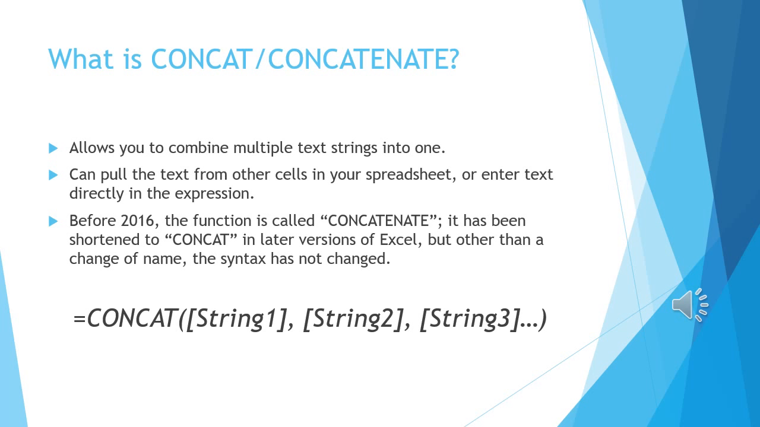In versions of Microsoft Excel released before 2016, the function is called concatenate, but in versions released after 2016, like the one in Office 365, that's been shortened down to concat. Other than that change, though, the syntax remains the same, and it is as follows: equal sign, concat or concatenate, open parentheses, and the strings that you want to combine, each delimited by a comma followed by the closing parentheses. I will be using concat for the sake of this tutorial, but if you are using an older version of Excel, just replace that with the full word concatenate.